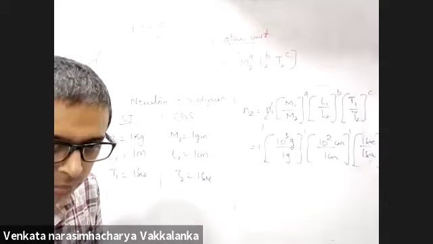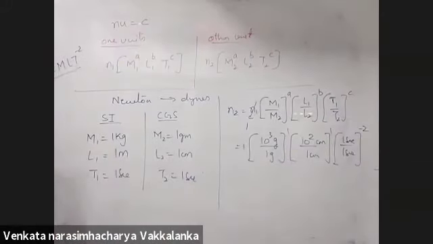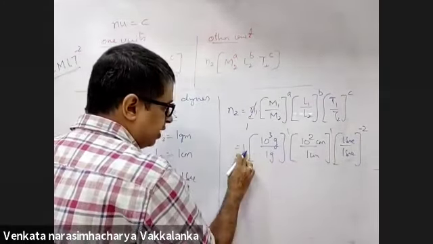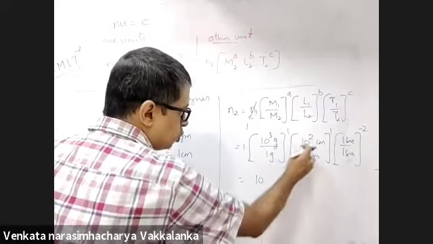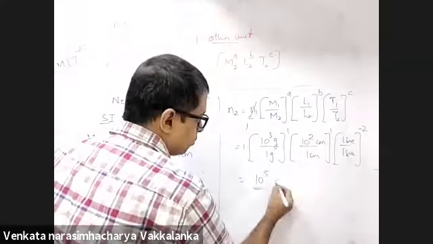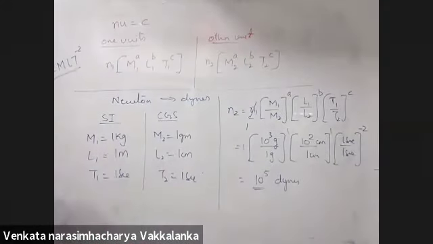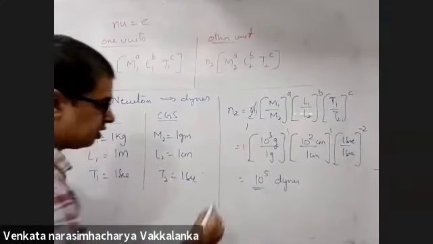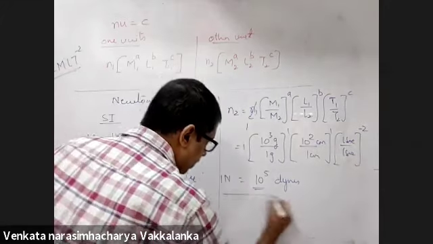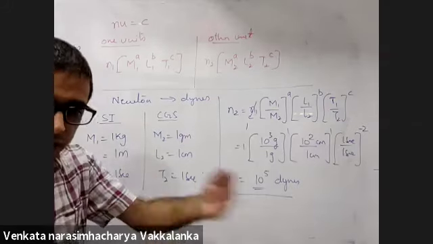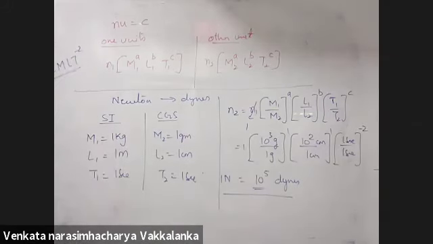Not able to see that part of the code? No. Right? Now this gram will get cancelled. 10 raised to 5. So many times. 1 and 1 will get cancelled. To the power minus 2 does not make sense. So 1 Newton is 10 raised to 5 times. This is what we are supposed to write as far as conversion from one unit to another unit is concerned.